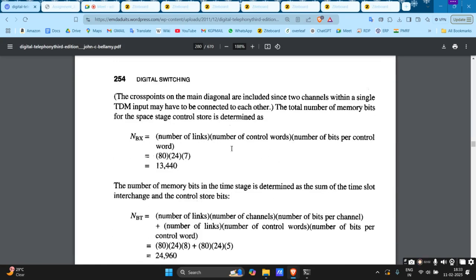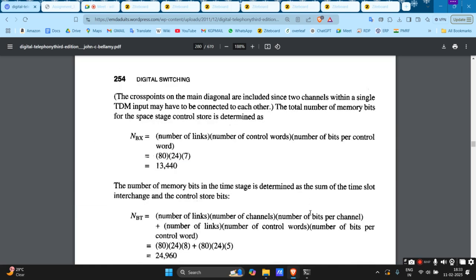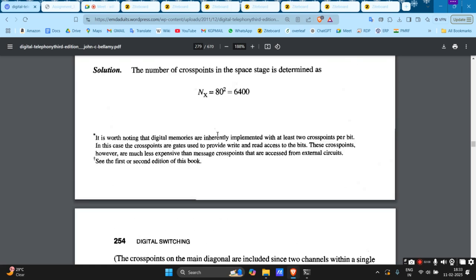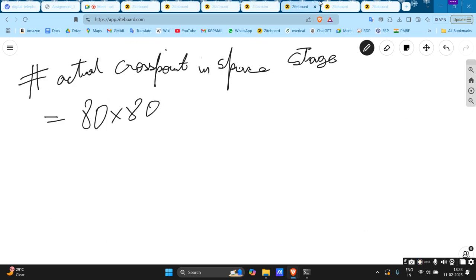So the number of control words will be how many bits you need to represent these n switches. So there will be log base 2 of capital N, that is 80. Now, log base 2 of 80 we will not use directly. So the memory size is now the space stage control memory size.